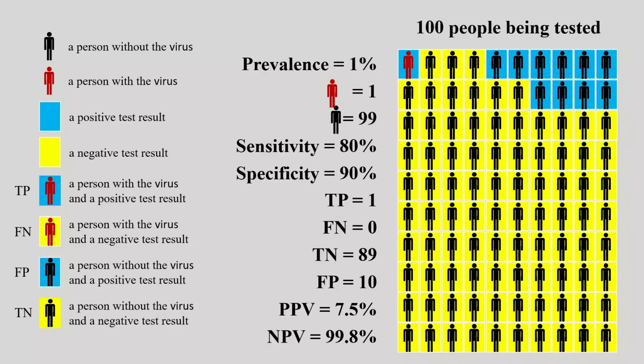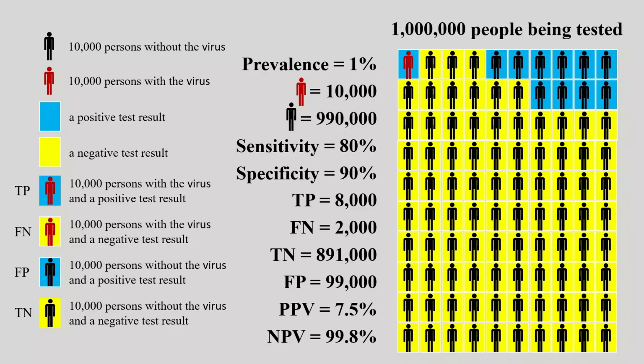value will increase. In this example, I changed the sample size from 100 people to 1 million people, but I kept the sensitivity and specificity the same. Obviously, we will have more people with true positive, false negative, true negative, and false positive test results. But as the prevalence, sensitivity, and specificity stay the same, the positive predictive value and the negative predictive value remain unchanged. Thus, the positive predictive value and the negative predictive value are determined by the prevalence, the sensitivity, and the specificity, and not by the number of people I choose to sample.